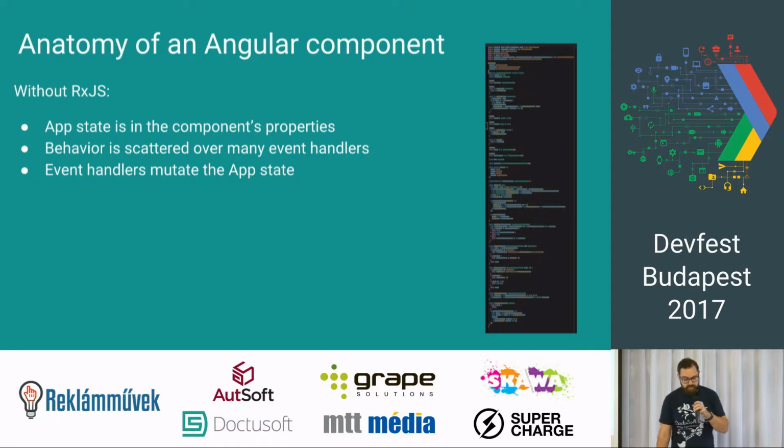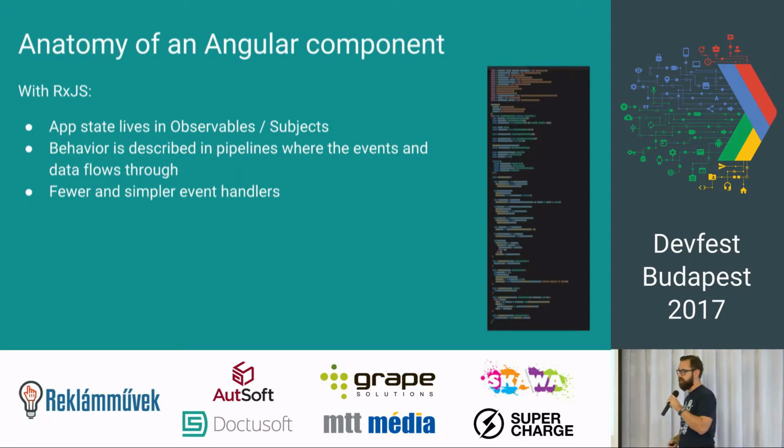So let's say we have an Angular component without relying on RxJS. Our application state is in the component's properties, lying there. The behavior is scattered around event handlers, so every button has an event handler function, and it is mutating our application's state in some way. And that's actually not good, and it requires us to split our component into smaller and more granular parts to be able to cope with that complexity.